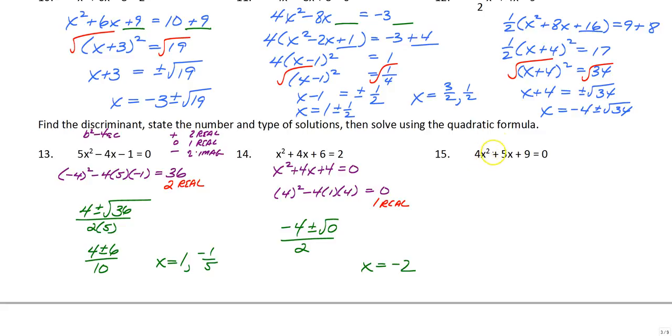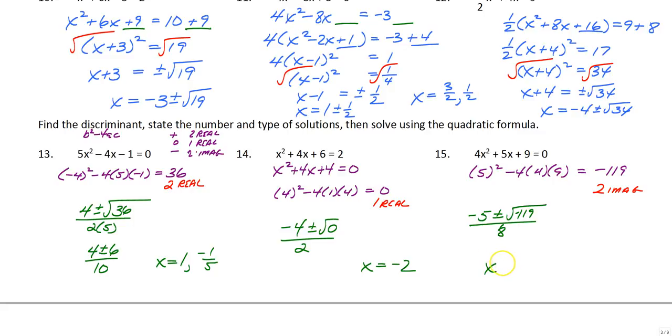Last question for this unit. Quadratic formula. First, we're going to find the discriminant, b squared, which is 5 squared, minus 4 times 4 times 9. That's going to give us a negative 119, which tells us this is going to have two imaginary solutions. So now we go do the rest of it. Opposite of b is a negative 5, plus or minus the square root of negative 119, all over 2 times 4 is 8. And the square root of 119 can actually not be simplified.